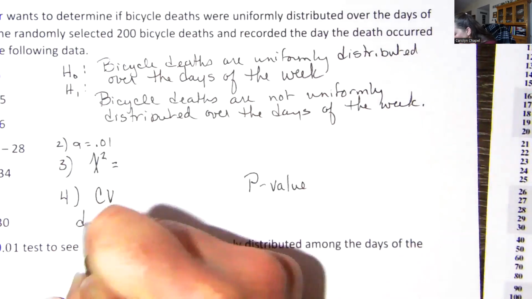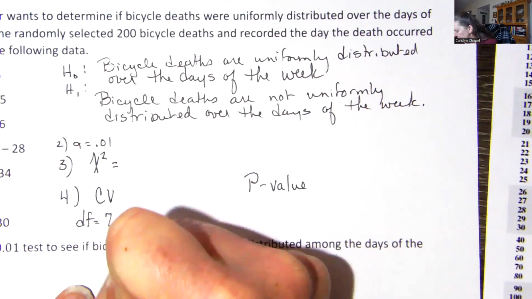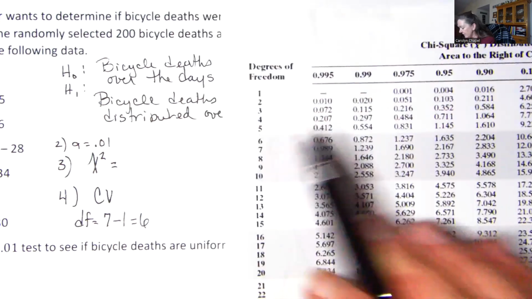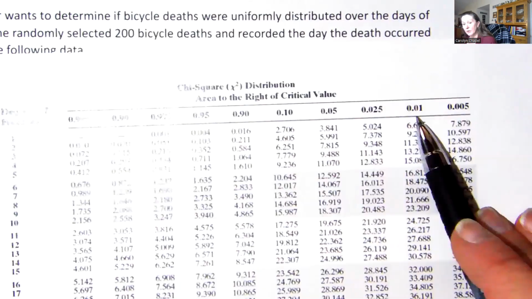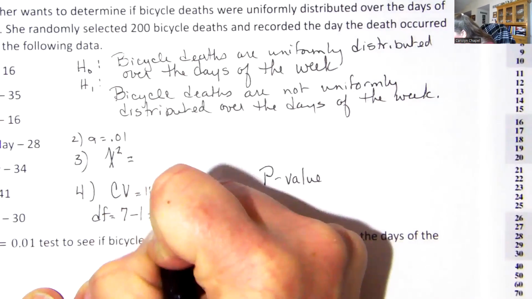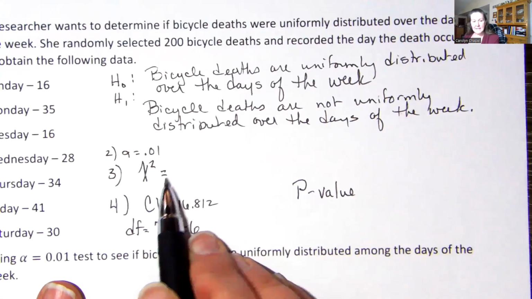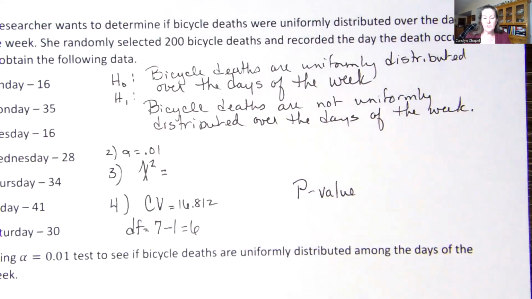So we need that degrees of freedom. We have 7 days of the week. So that's the number of categories we have, minus 1. So we have 6 degrees of freedom. 6 degrees of freedom, and our alpha level is 0.01, which is way down at the end here. There's our 0.01. We're going to 6. So 16.812. I'll write that in here, 16.81. And now I'm going to go to StatCrunch to get my test statistic and my p-value. So switching gears again. Let me share.